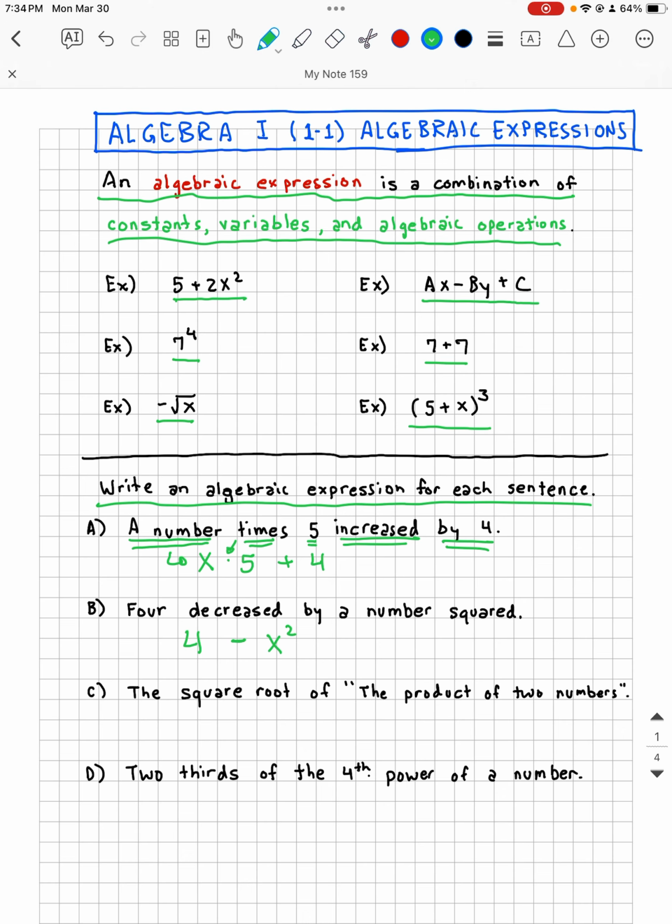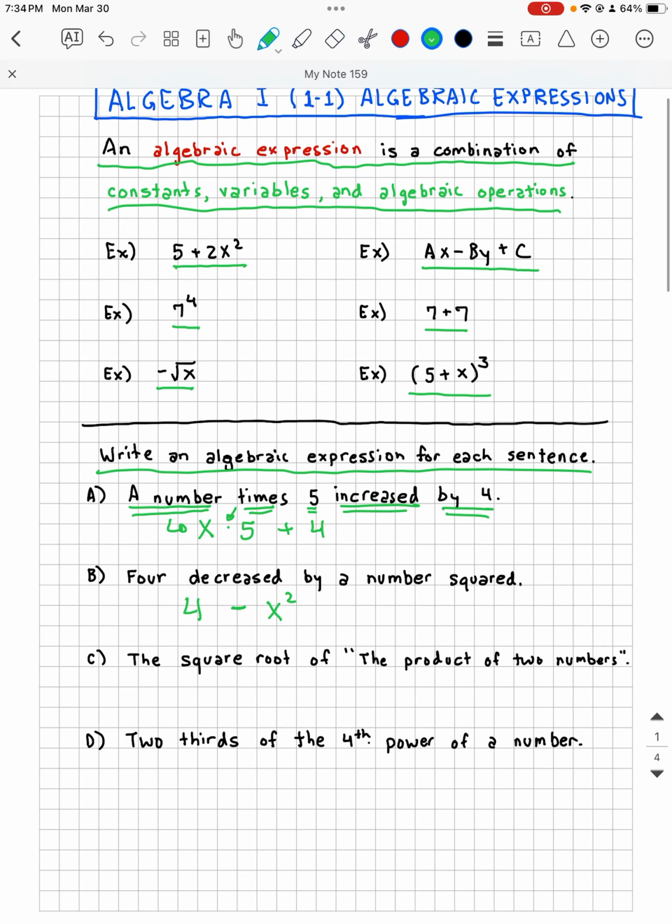So right there, 4 minus x squared would be an example of this algebraic expression. Now, the next one, part C, the square root of the product of two numbers. So once again, those two numbers, we don't know what they are, so we can use the variables for that. So starting off with what's there is the square root of, so that's square root right there.